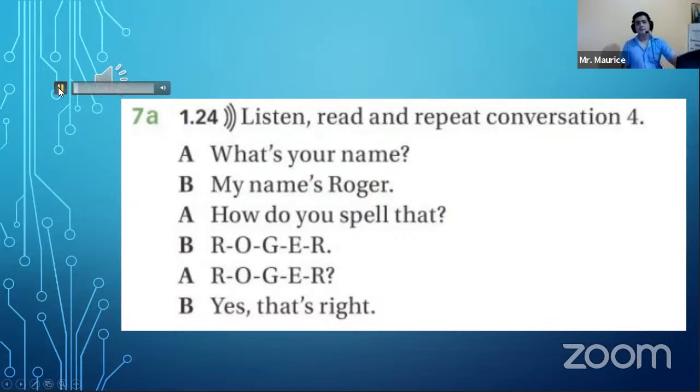Audio 1.24. What's your name? My name's Roger. How do you spell that? R O G E R. R O G E R? Yes, that's right.